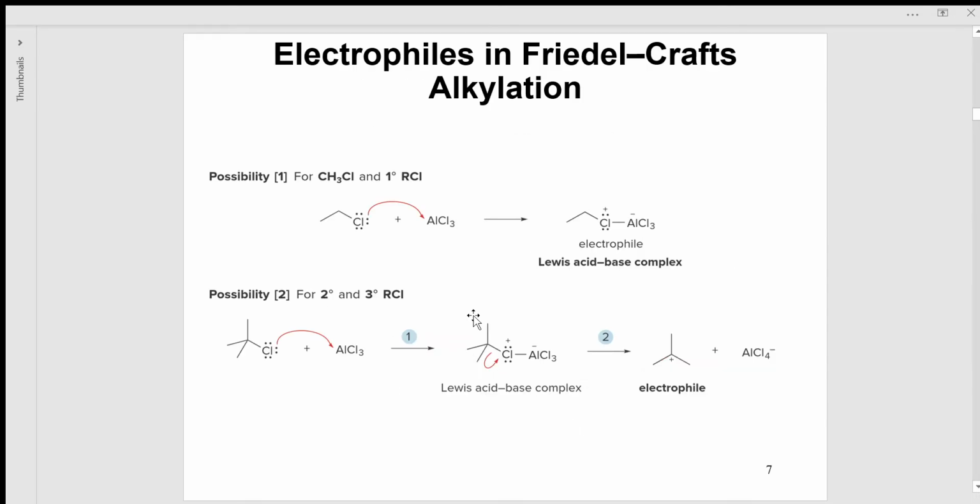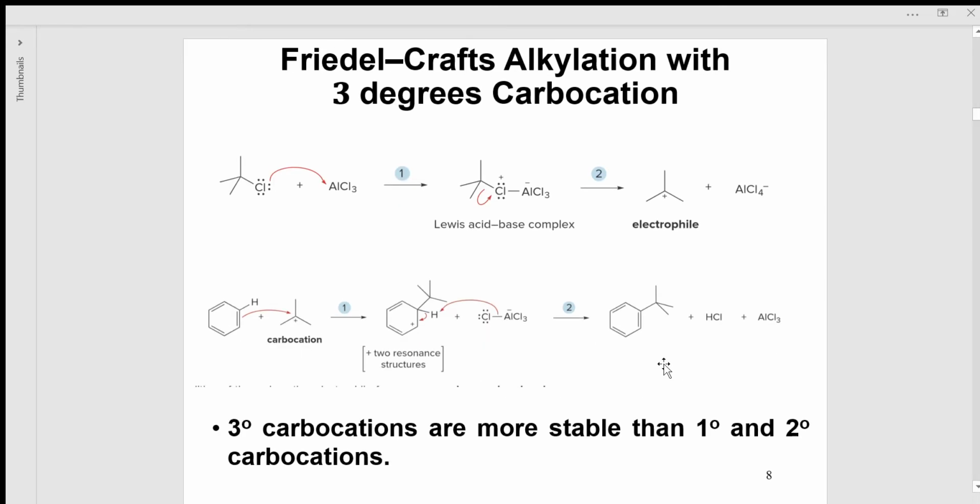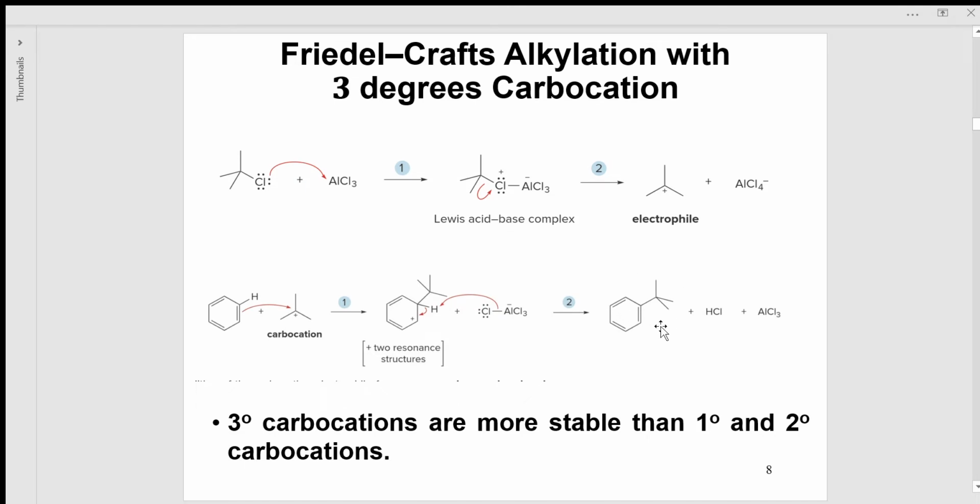So, the mechanism of the Friedel-Crafts alkylation reaction. Again, the key point is how we generate something that bears a positive charge. You see, this is the electrophile, something that bears a positive charge. So in the mechanism, the electrophile reacts with the electrons from the benzene ring to form the substituted product.